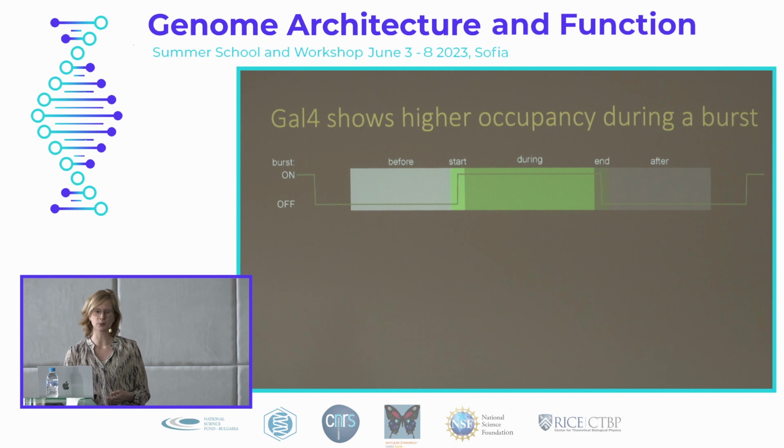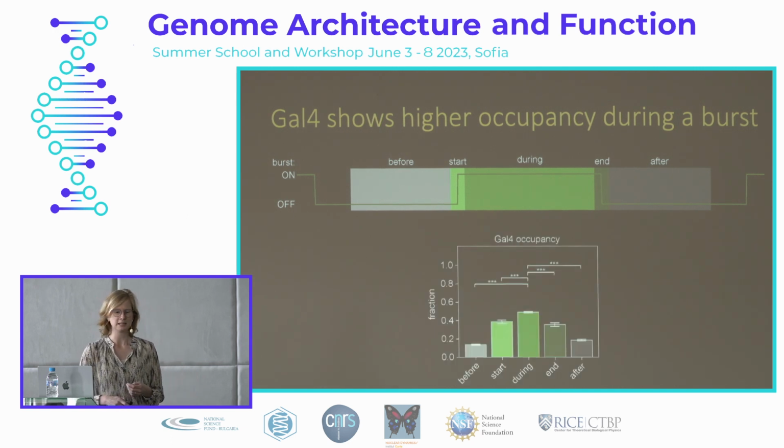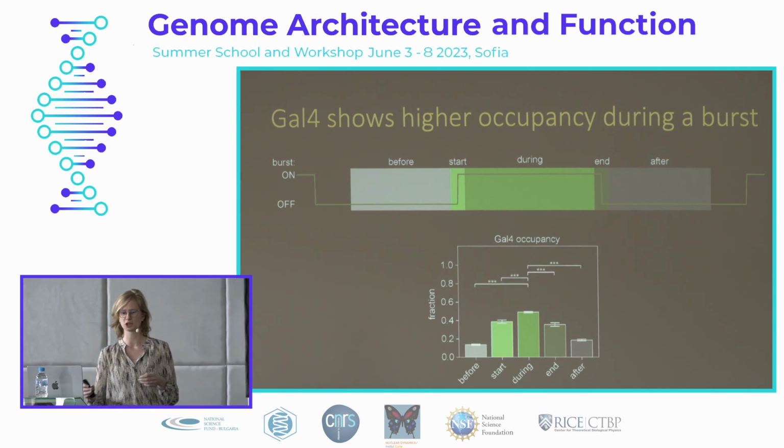So to look at this another way, we took all the bursts, all the transcription events, and we divided them in 5 time periods: before the burst, at the start of the burst, during the burst, at the end of the burst, and after the burst. And first we just looked at the occupancy of GAL4, and what you can see here is that there's higher occupancy of GAL4 during a burst, so again suggesting you need continuous occupancy of GAL4 to keep this burst going. That is much higher than before or after the burst, and at the start and end it's kind of intermediate because it's associating and dissociating.